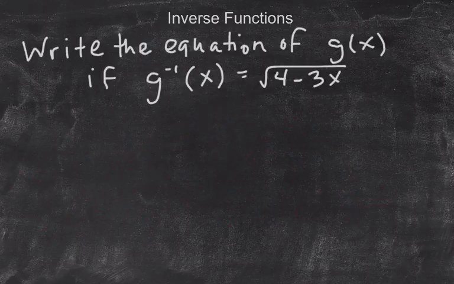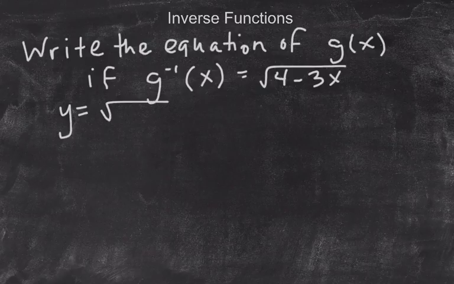Alright. Write the equation of g of x if g inverse of x equals the square root of 4 minus 3x. So I like to write this in y equals form to start, and I'm going to switch the inputs and the outputs. Now, it's asking us for what looks like the original function when given the inverse, but the inverse and the original are inverses of each other, so we're going to follow our same process.